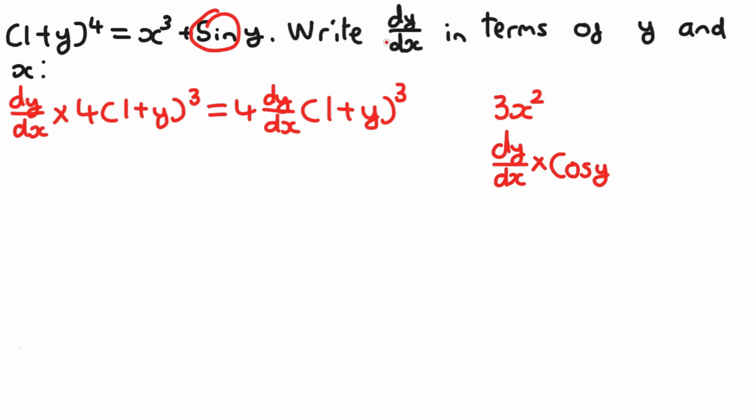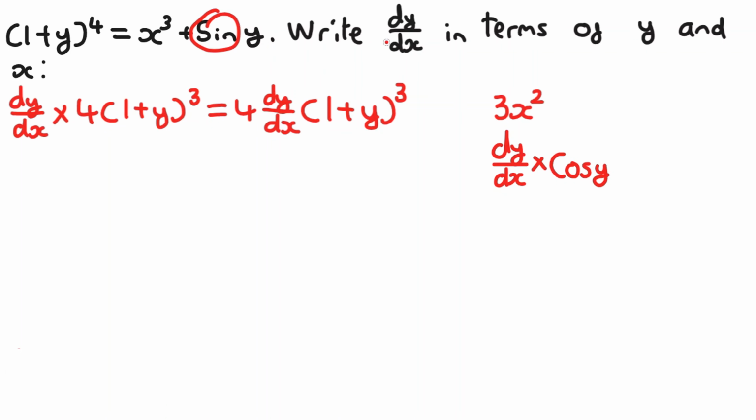So what we need to do is get the dy over dx's all on the same side, so we move this here onto the other side, and then we factorize out dy over dx, and then we divide both sides by this and make this the denominator on this side. So dy over dx is this here.